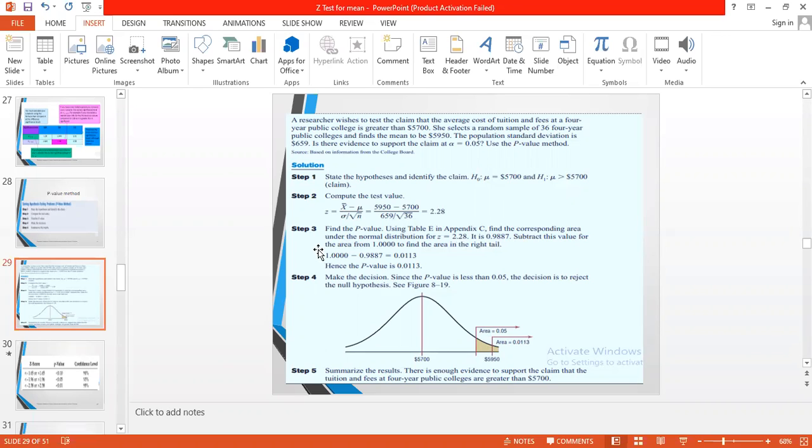0.9887. Subtract this value from the area of 1 to find the area in the right tail. 1 minus 0.9887, so our answer is 0.0113. Our decision: the p-value is less than 0.05, which is our alpha value, so the decision is to reject the null hypothesis. Summarize the result: there is enough evidence to support the claim that the tuition and fees at a 4-year public college are greater than $5,700.